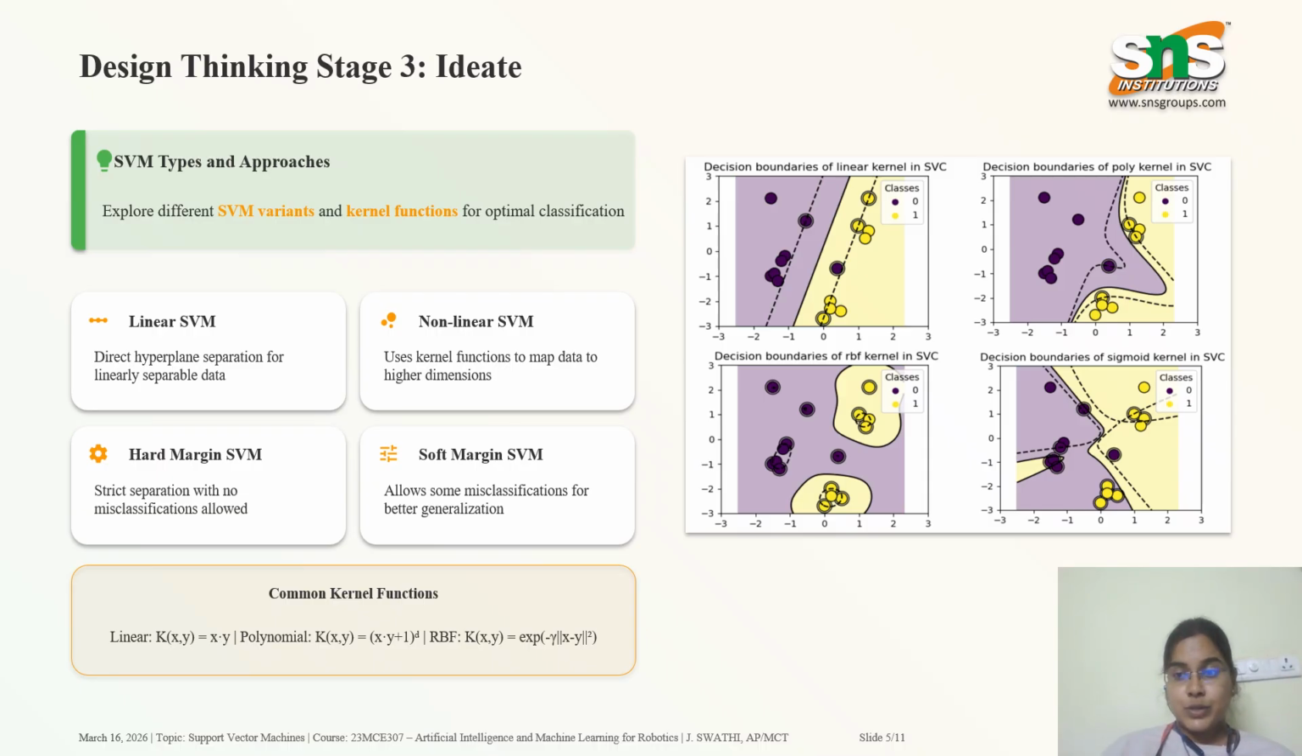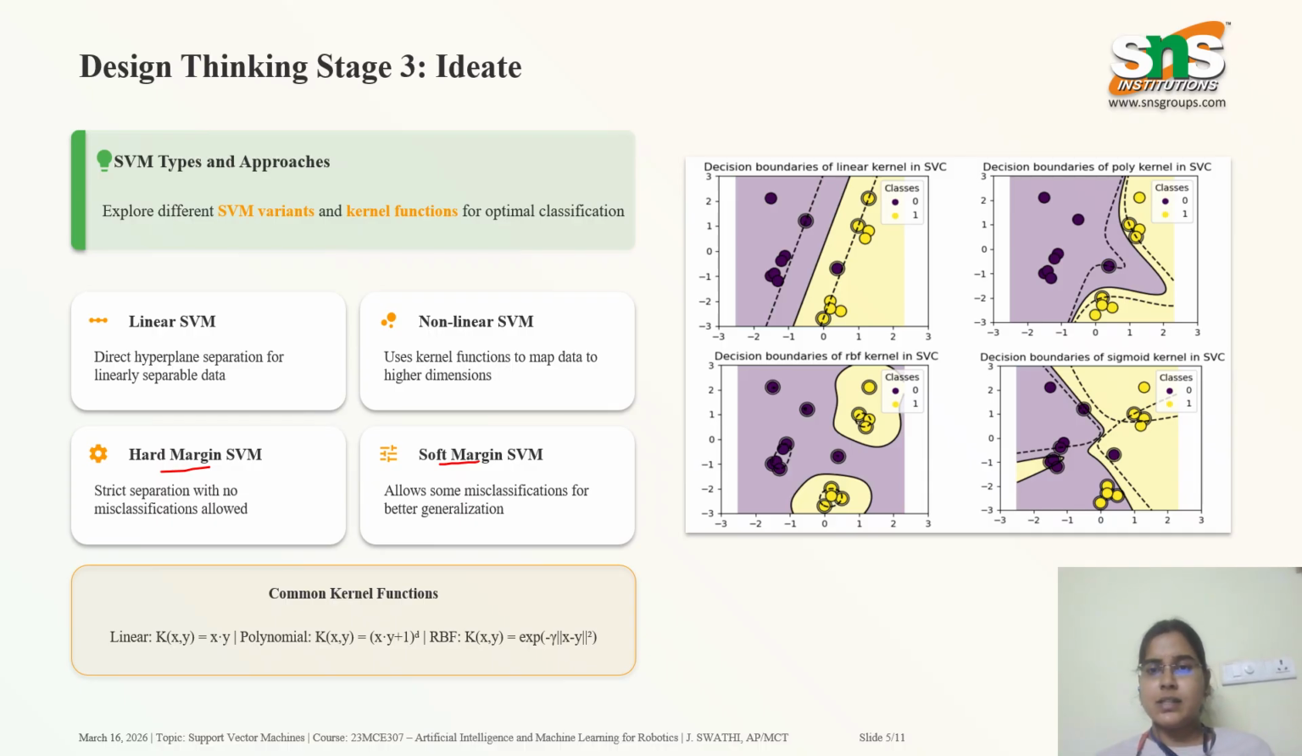Next, coming to the ideate stage, here we can explore SVM variants and kernel functions. We have two types of SVM: linear SVM and nonlinear SVM. Linear means direct hyperplane separation for linearly separable data, whereas nonlinear uses the kernel function to map the data to higher dimensions, as we discussed earlier. Also, we have two types of margin: the hard margin and the soft margin. Strict separation with no misclassifications allowed comes under the hard margin, whereas the soft margin allows some misclassifications for better generalization.